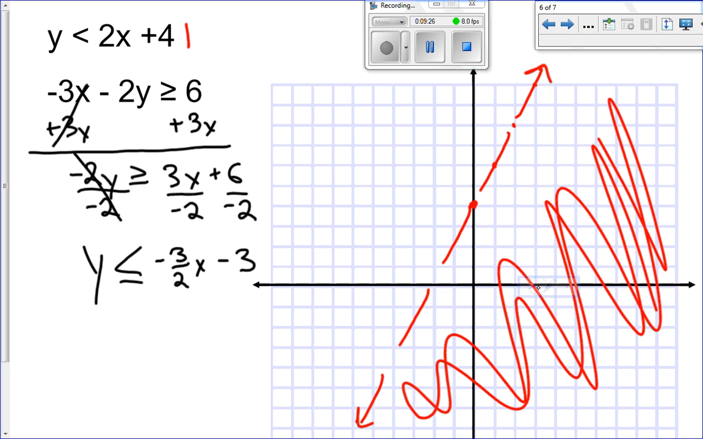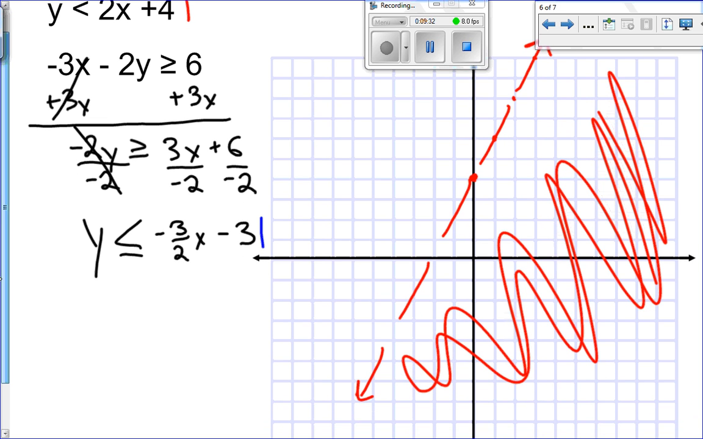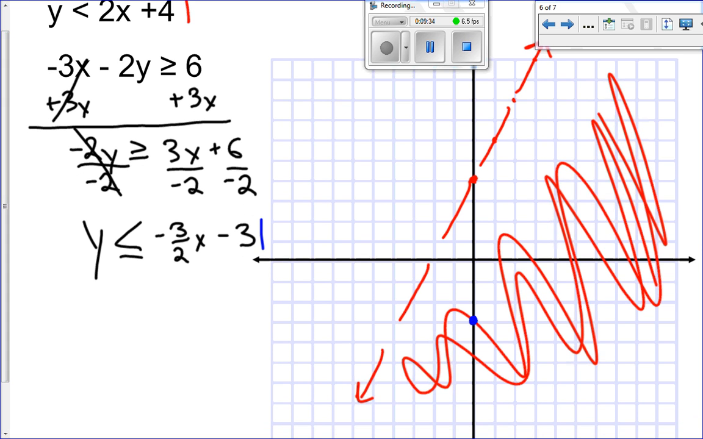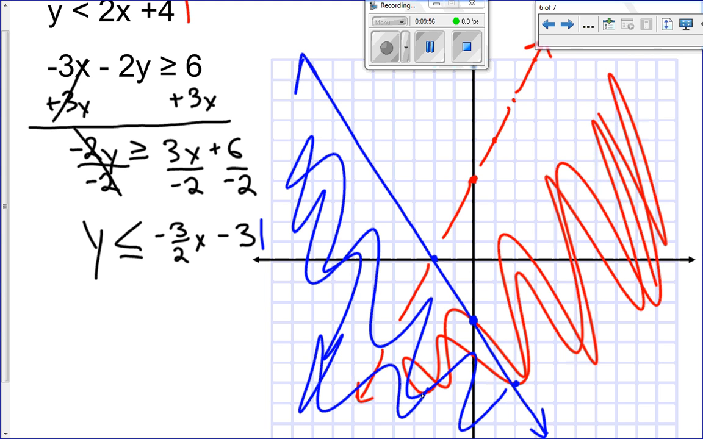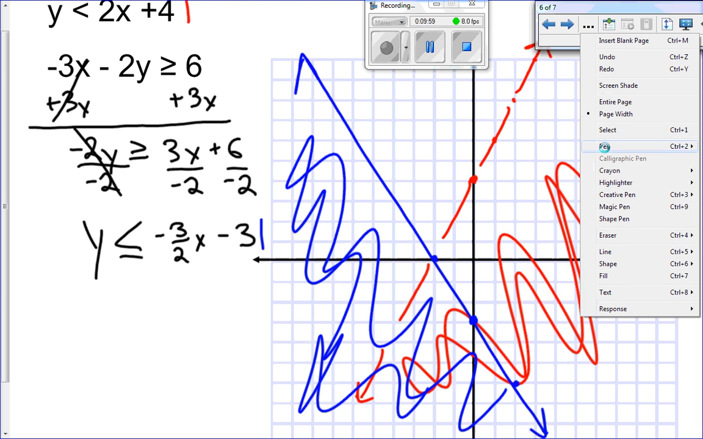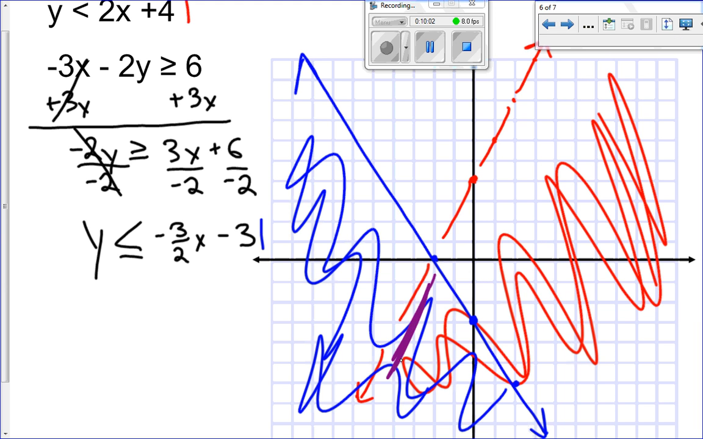And then my other equation is y is less than or equal to negative 3 halves x minus 3. So if I graph that, here's minus 3, and the slope is negative 3 halves. And since it's less than or equal to, it's a solid line. And it's everything below that. So the area that they're overlapping is right here.